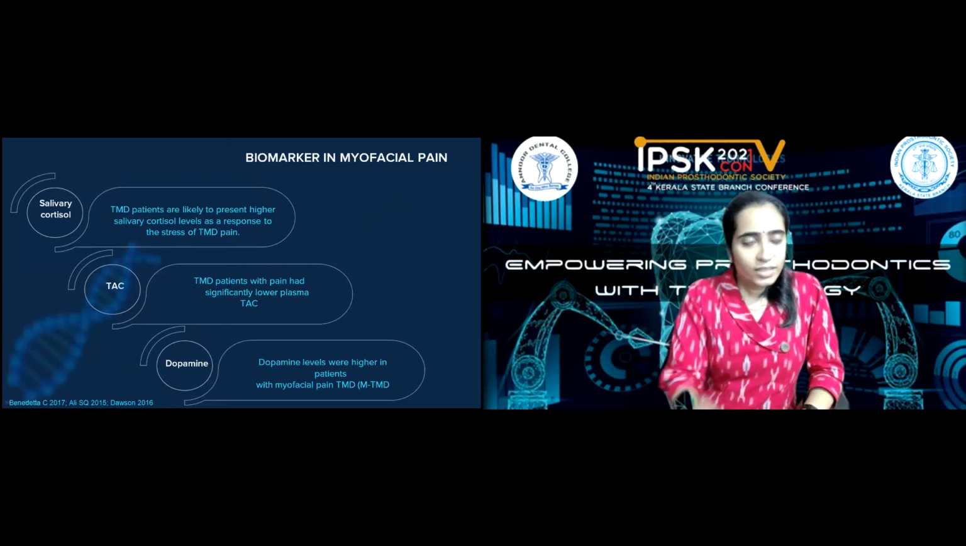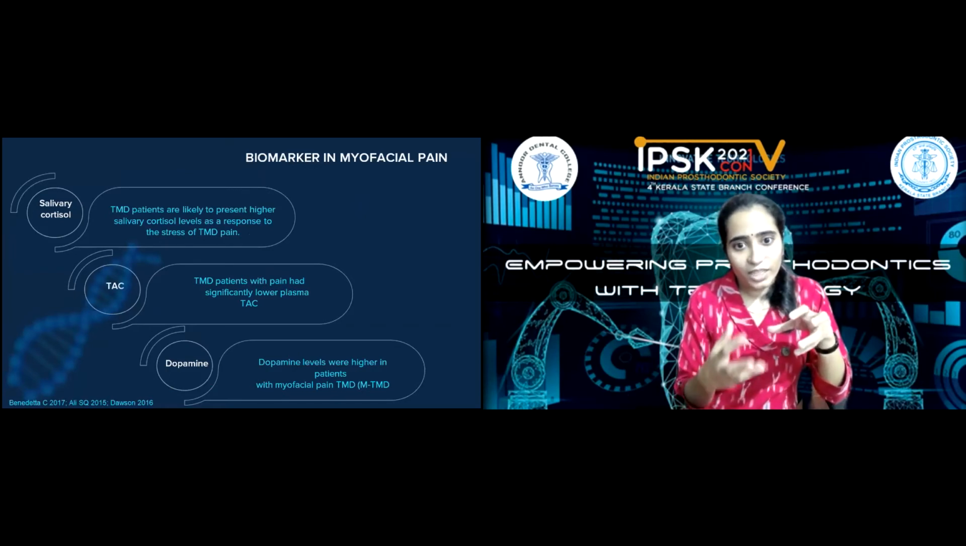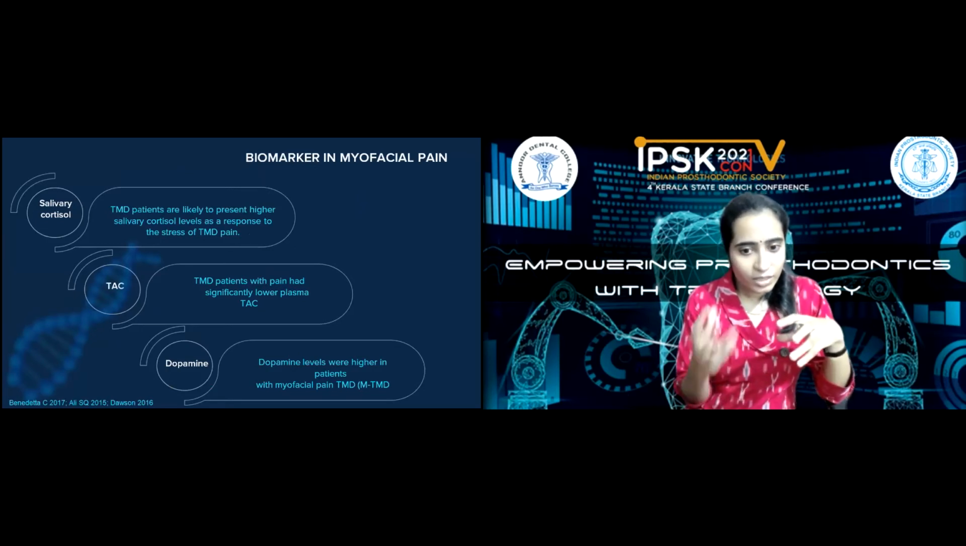So there is a different group of biomarkers which have been proposed to cause myofascial pain. For example, the salivary cortisol. That is, TMD patients are likely to present higher salivary cortisol levels as a response to the stress of TMD pain. That is, cortisol is a hydrocortisone, which is, to be more specific, a glucocorticoid.